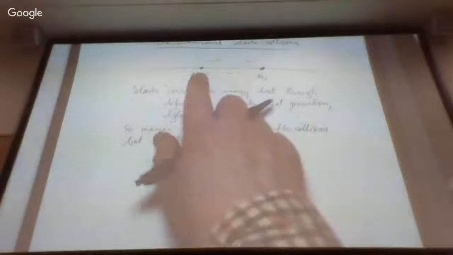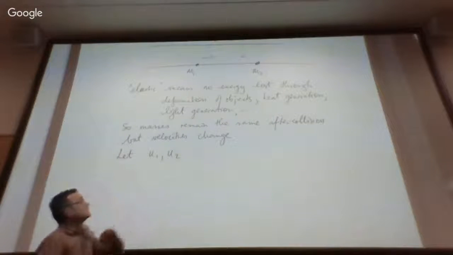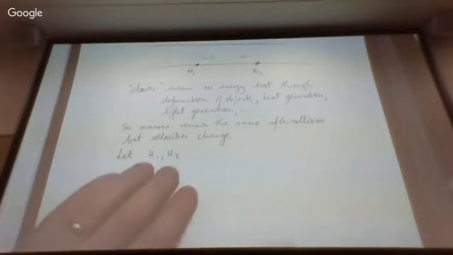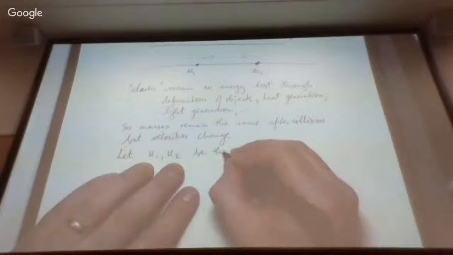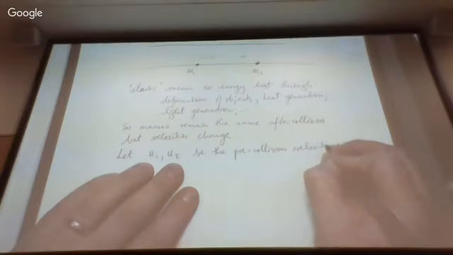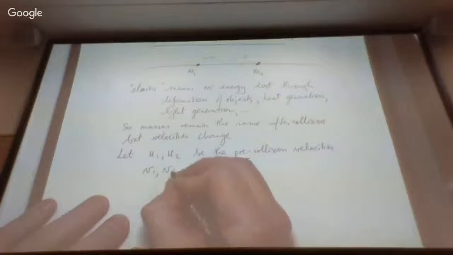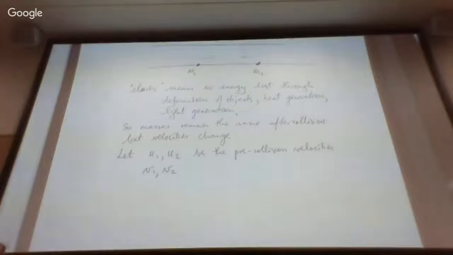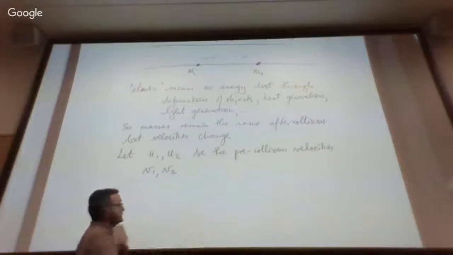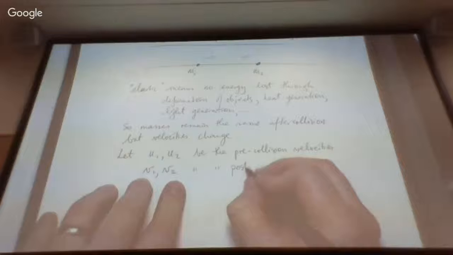Okay, so we've got our two objects with mass m1 and mass m2. So we'll let u1 and u2, in general these might be vector quantities, but because we're just dealing with one-dimensional motion, we can just take them to be scalar quantities. We'll let u1 and u2 be the pre-collision velocities, and v1 and v2 be the post-collision velocities. So the objects are moving with constant velocity before they collide, and then their motions will be changed, and they'll have new velocities, v1 and v2. These are the post-collision velocities.